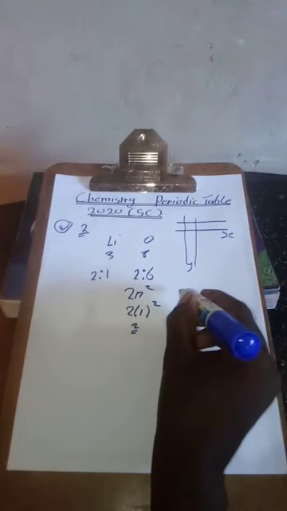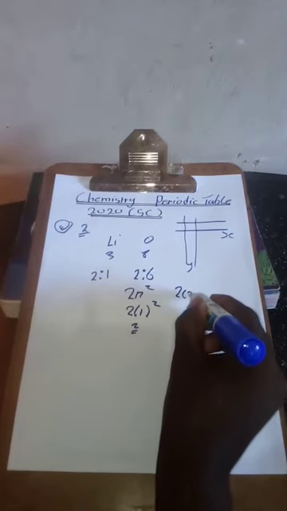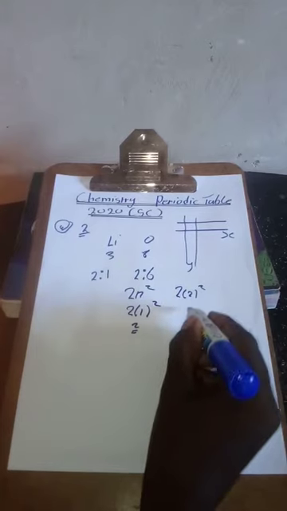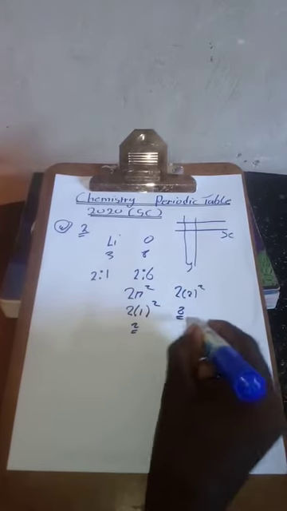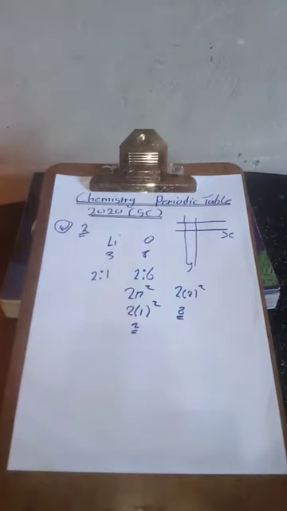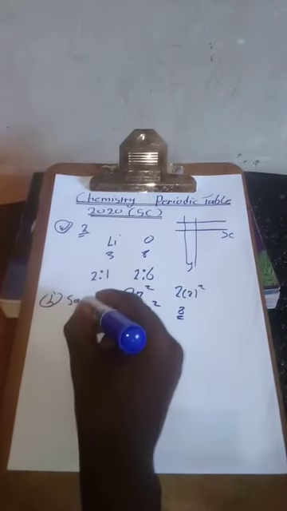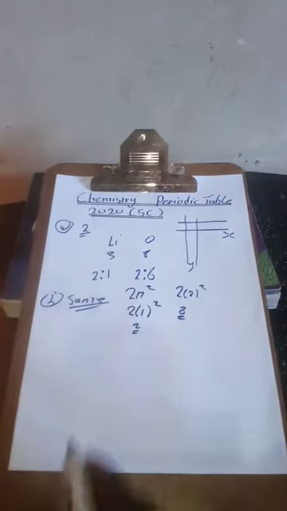In the second shell you can put 2, open bracket, 2 representing second shell, power 2. 2 power 2 is 4. Multiplied by 2, 8. So that is how that magic comes about. So the answer to B is the number of shells remains the same. Okay, so now we go to C. So B, they remain the same. Number of shells remains the same.